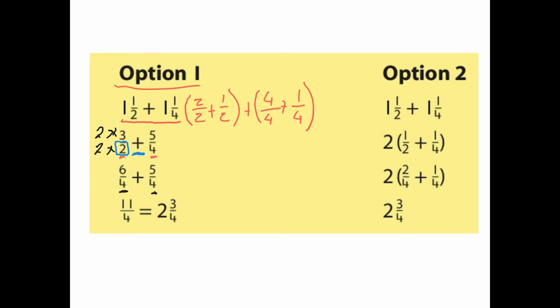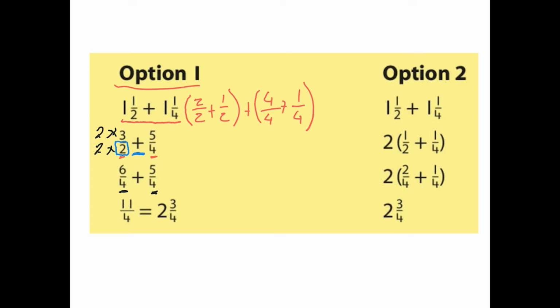Okay, we don't need to change our 5 quarters. Our 5 quarters is fine. Sometimes you might need to change both. So you might need to change, let's just say it was 3 halves and 5 thirds. Well, then you're going to need to change both sides to sixths.